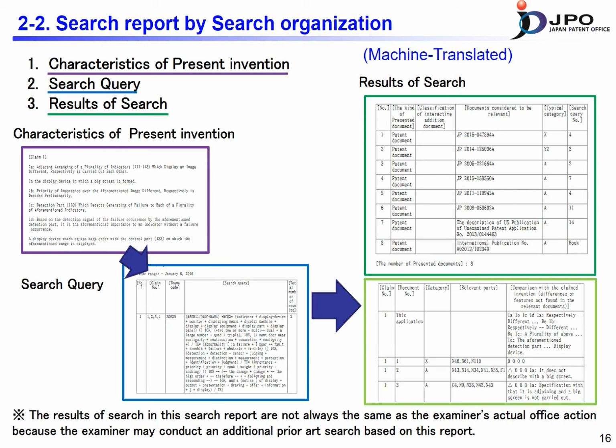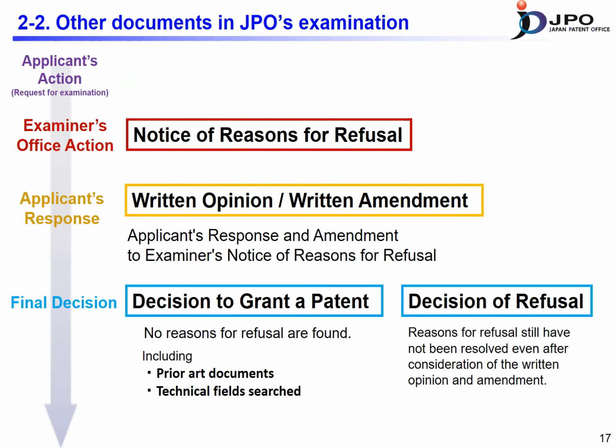Some applications contain a search report, which has been searched by an outsourcing organization. This search report consists of the characteristics of the present invention, the search query for finding the appropriate prior art, and the results of the search. The examiner utilizes this search report to proceed with the examination efficiently. Finally, I will briefly explain the other documents in the JPO examination: written opinion, written amendment, decision of rejection, and decision to grant a patent.